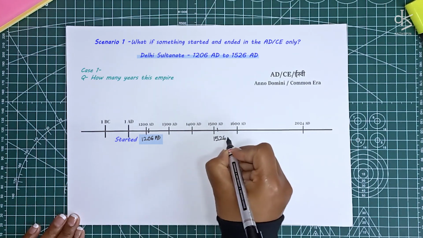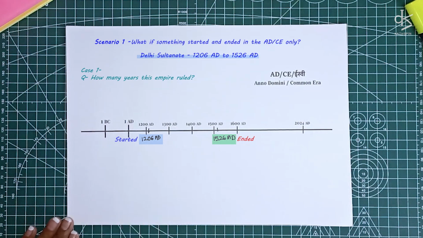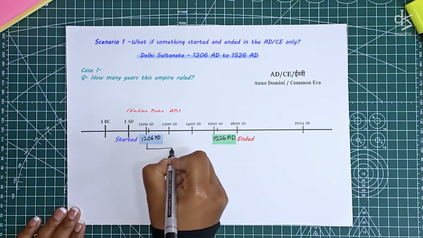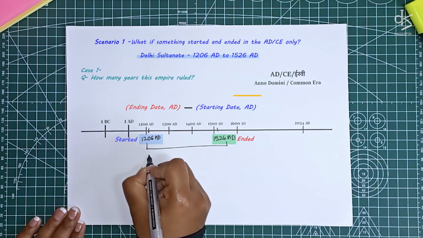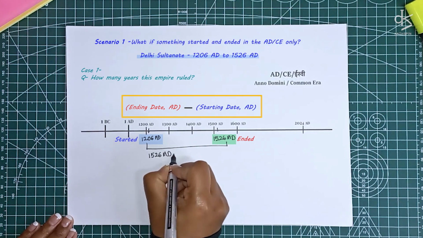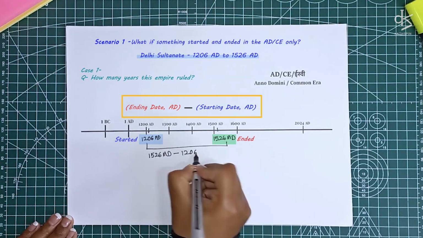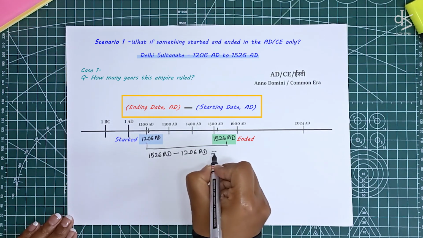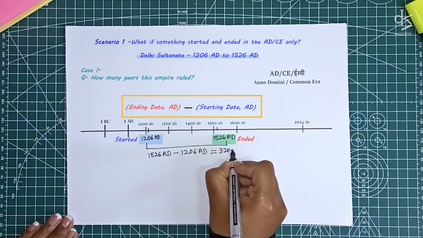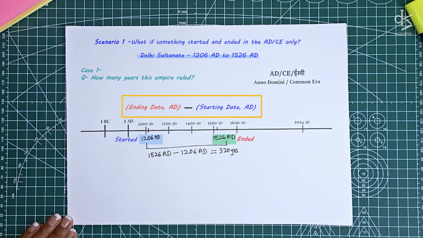Let's first calculate for how many years this empire ruled. For this, we simply subtract the smaller date from the bigger one. That is 1526 minus 1206, which gives you 320 years. We say the Delhi Sultanate ruled for 320 years.